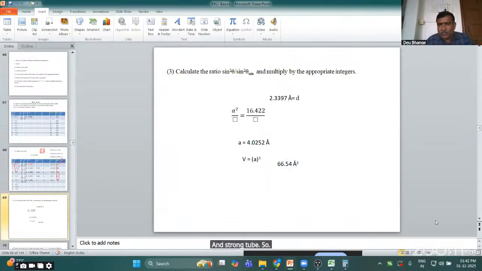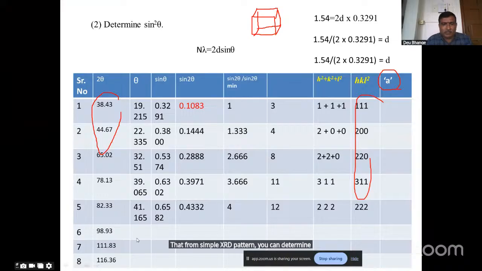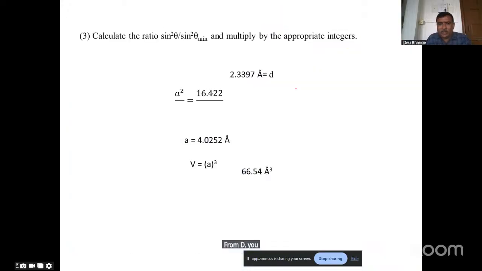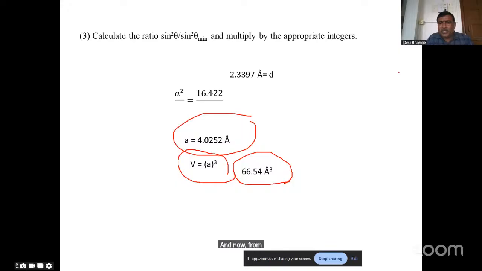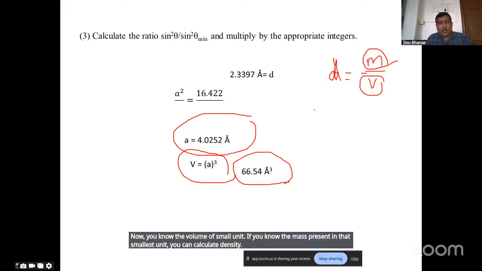So students, now you might have understood that from a simple XRD pattern you can determine HKL values. From these you can determine sin theta. From sin theta you can determine d. From d you can determine a. From a you can determine volume. And now from volume you can determine density. How? Density is equal to mass by volume. Now you know the volume of the small unit. If you know the mass present in that smallest unit, you can calculate density. Now how to do it, I will tell you.